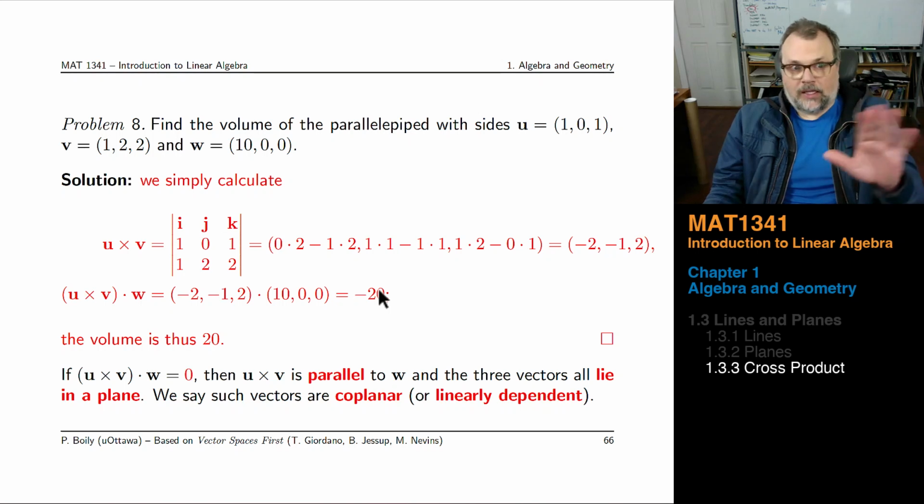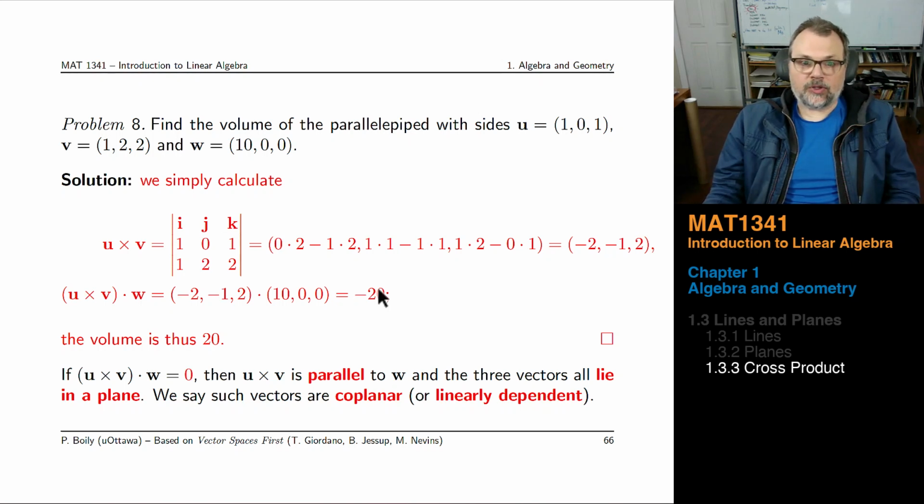Again, take the time to do this computation to be sure you get the same thing. And then you do the inner product with the third vector, the one you didn't use in the computation for the cross product, you get minus 20. You take the absolute value of this, you get 20. The volume of that box would be 20 units cubed.